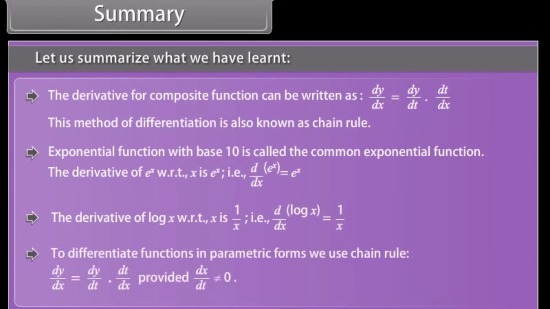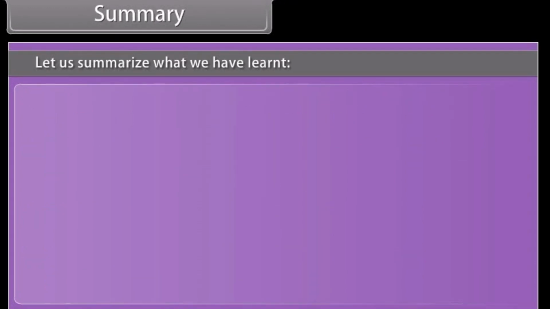To differentiate functions in parametric forms, we use chain rule. dy by dx is equal to dy by dt into dt by dx, provided dx by dt not equals to 0. Second order derivative is d by dx of dy by dx is equal to d2y by dx square.